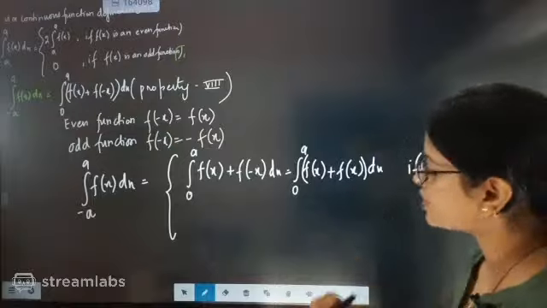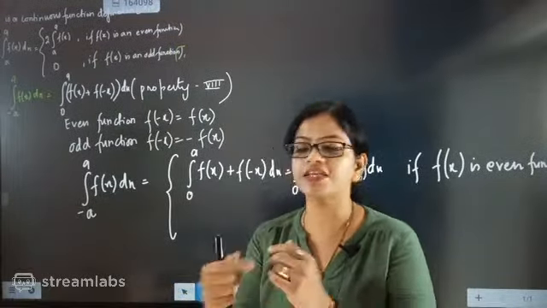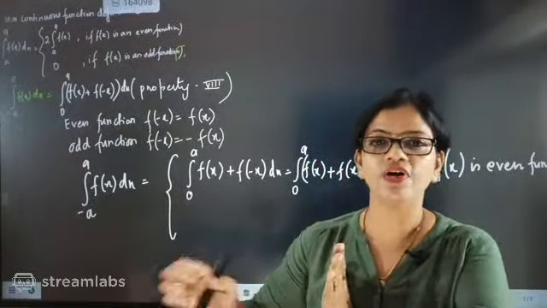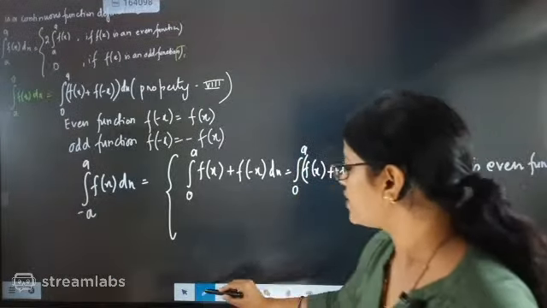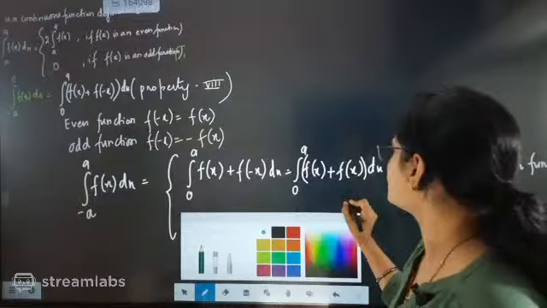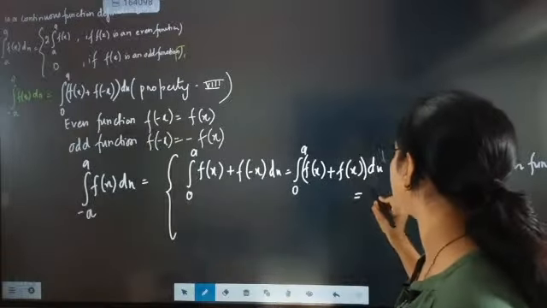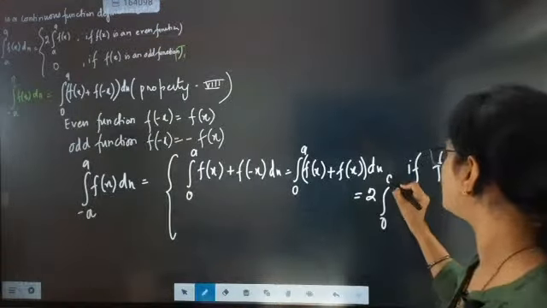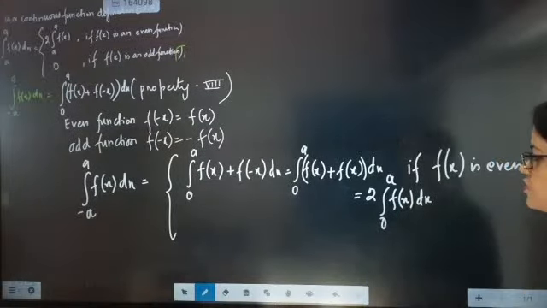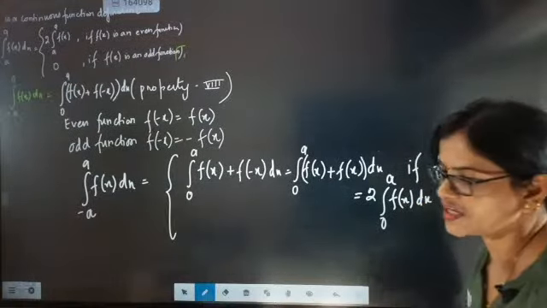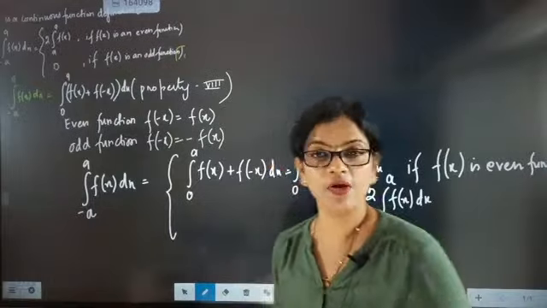In case of an even function, f of minus x is giving you f of x. So that is what I have used. Now, this will finally become twice of 0 to a f of x dx. But what if it will be an odd function?